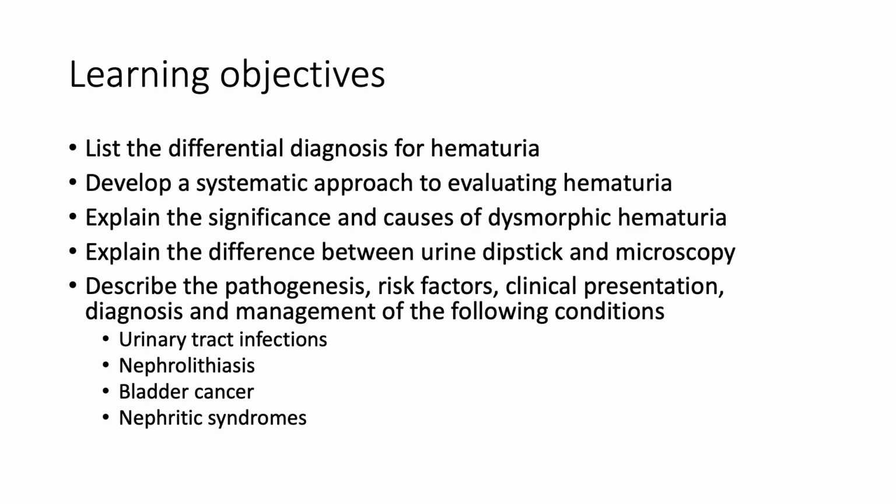Here are the learning objectives. We're going to talk about differential diagnosis for hematuria and a systematic approach to evaluating patients with hematuria. We're going to talk about the significance of dysmorphic hematuria, and the difference between urine dipstick and microscopy. And we're going to go through the pathogenesis, risk factors, clinical presentation, and the diagnosis and management of UTIs, nephrolithiasis, bladder cancer, and nephritic syndromes.